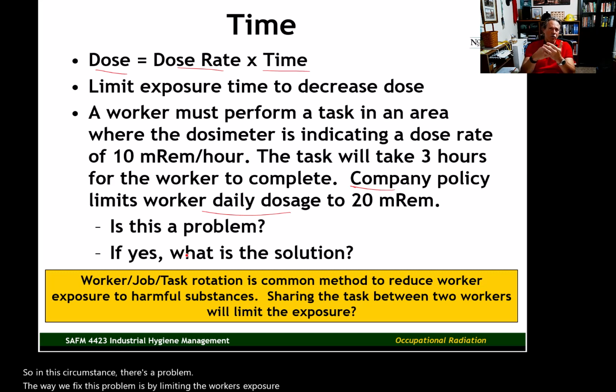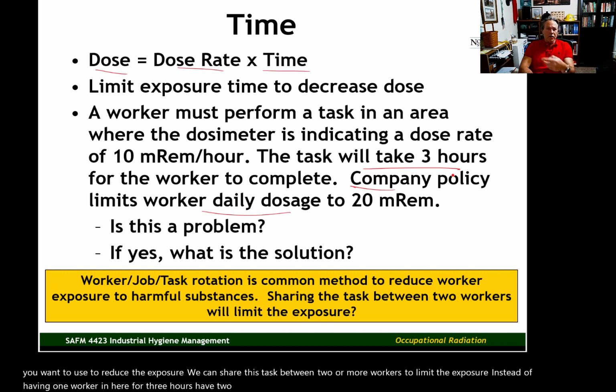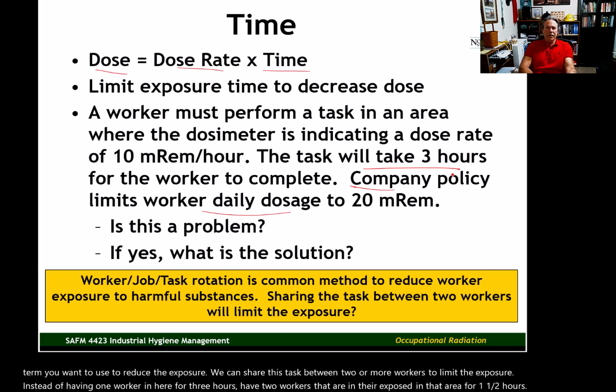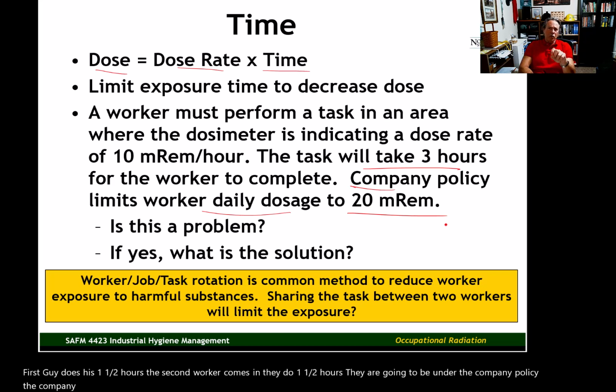We can use work rotation, job or task rotation, whatever term you want to use, to reduce the exposure. We can share this task between 2 or more workers. Instead of having one worker in here for 3 hours, have 2 workers that are exposed in that area for 1.5 hours. First guy does his 1.5 hours, the second worker comes in, they do 1.5 hours. They are going to be under the company standard of 20 millirem total exposure during the workday.